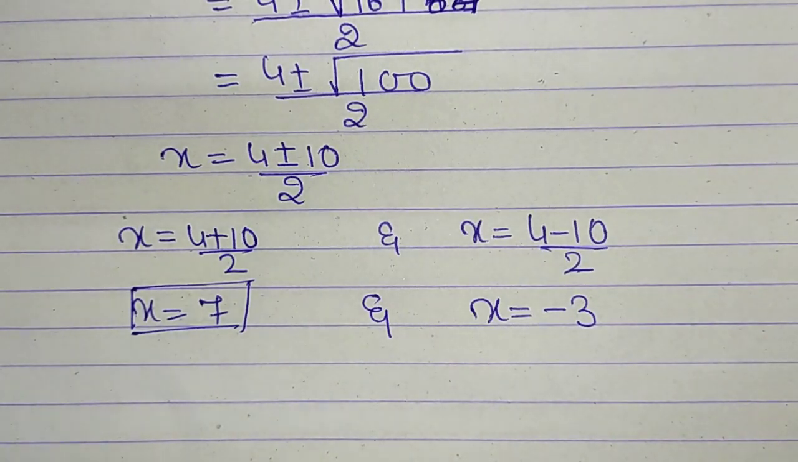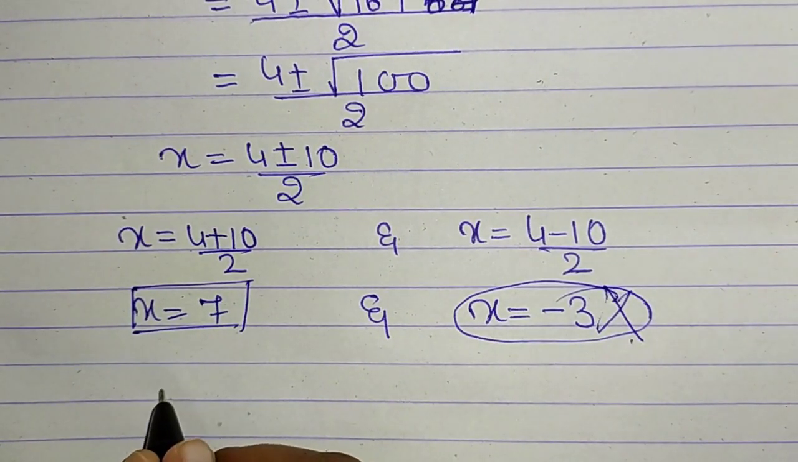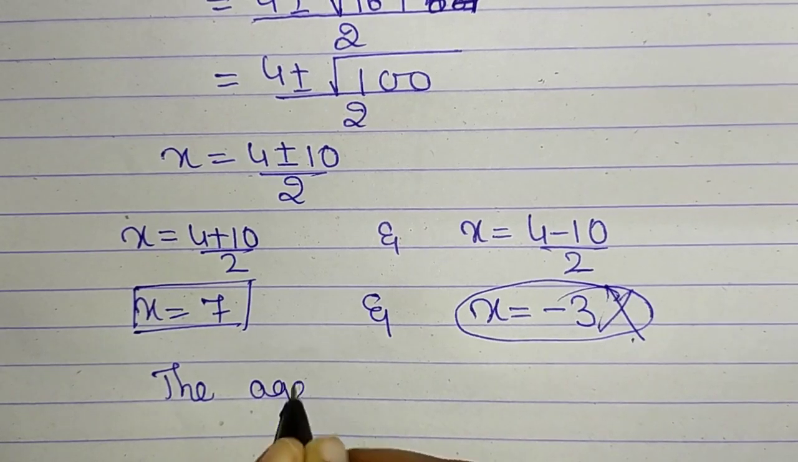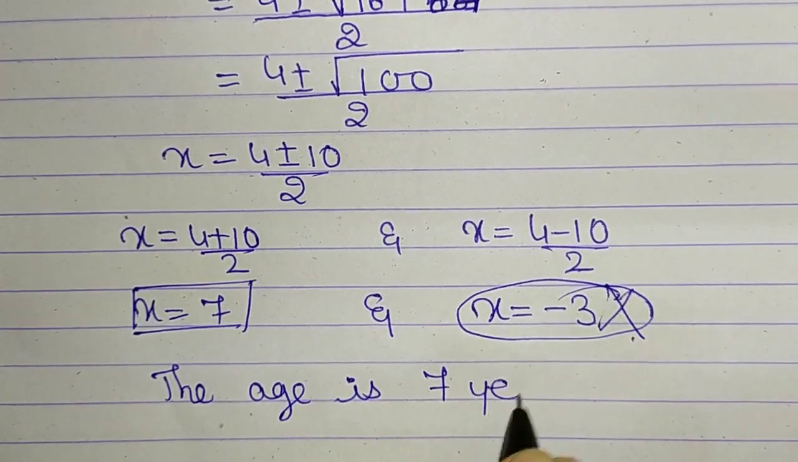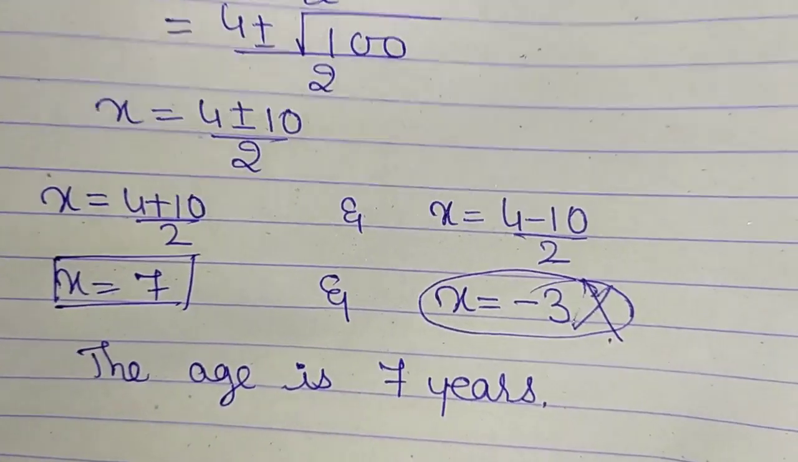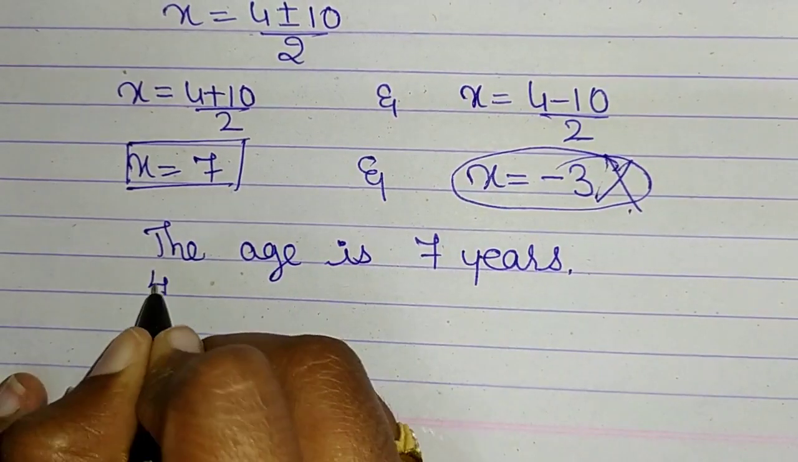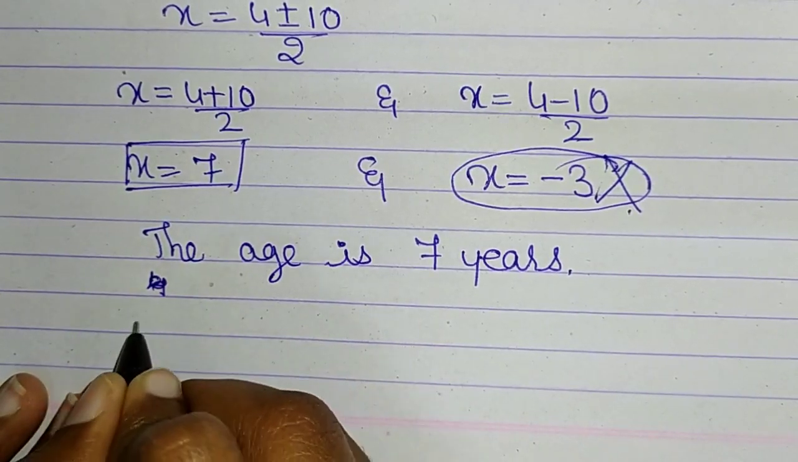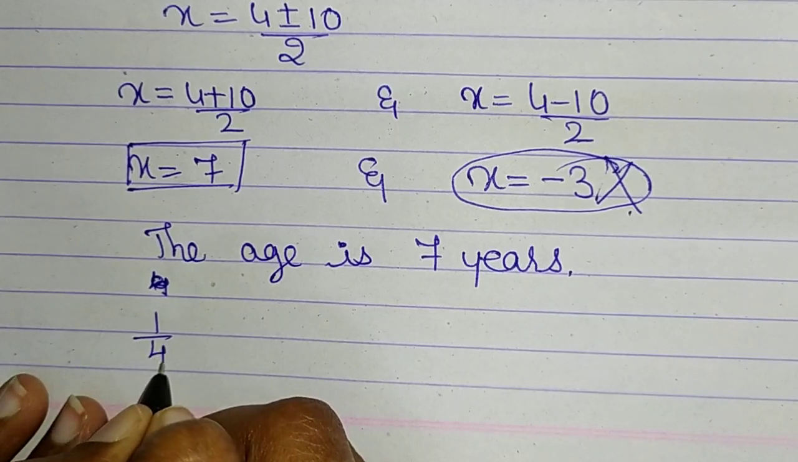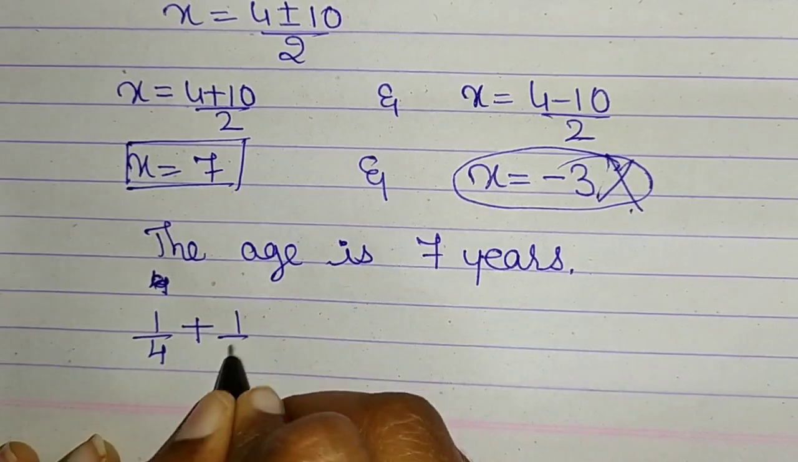As we assumed previously that x is the age, and age can never be negative, we can discard x equal to minus 3. So Rahman's present age is 7 years. To verify: 3 years ago, that is x minus 3, his age was 7 minus 3, which is 4, so 1 by 4. Plus 5 years from now his age will be 7 plus 5, 12, so 1 by 12.